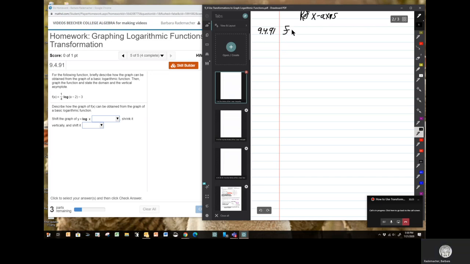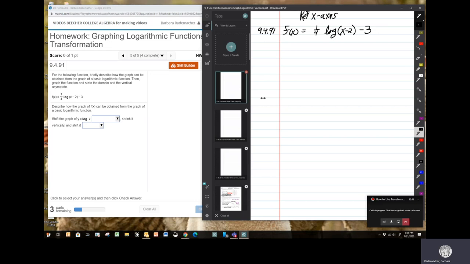9.4.91. f of x equals 1/4 times the log, and it's log base 10, but we don't write the 10, log base 10 of (x minus 2) minus 3. Okay, let's look at this from left to right. Actually, you always start in the parentheses, right?